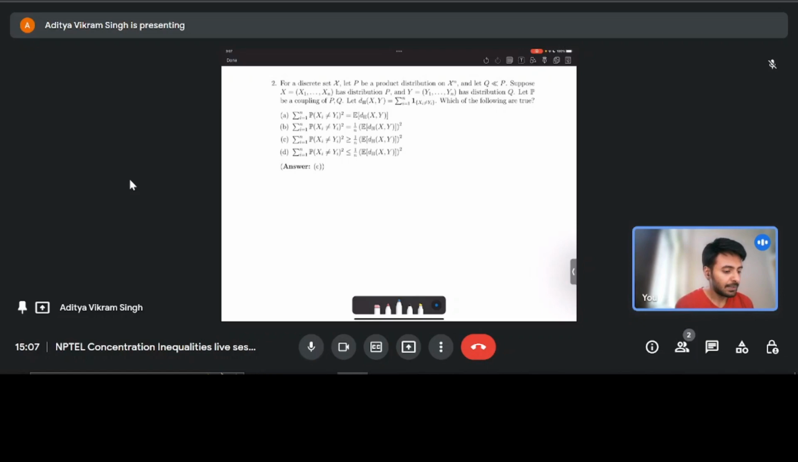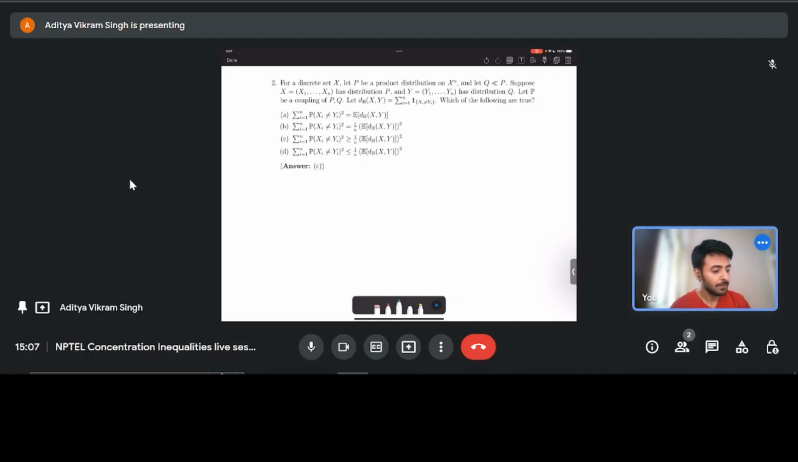Suppose X = (X1, ..., Xn) has distribution P and Y has distribution Q. Let P̃ be a coupling of P and Q. Now we define this Hamming distance between X and Y. It's just the number of coordinates at which X and Y differ. Then which of the following are true?